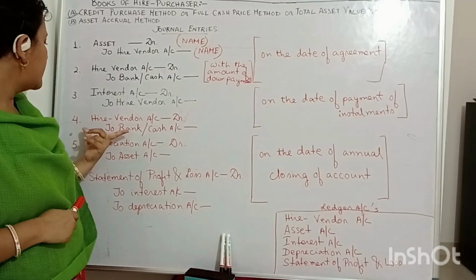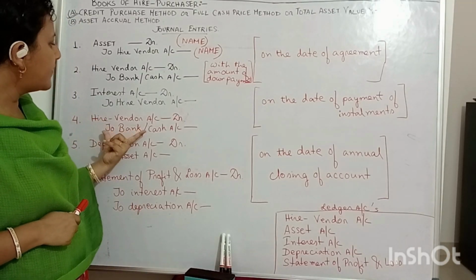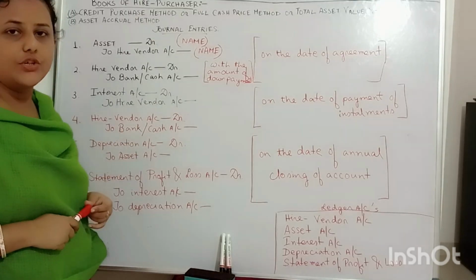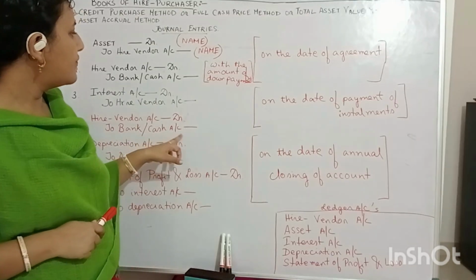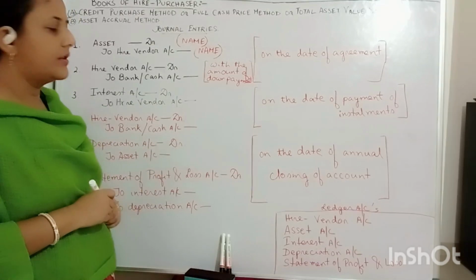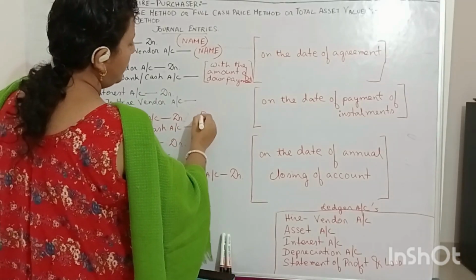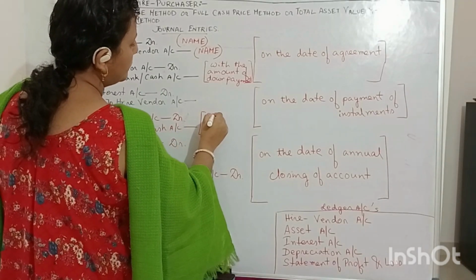Then you see what is the fourth entry: hire vendor account to bank or cash account. This is the entry for payment of installment.